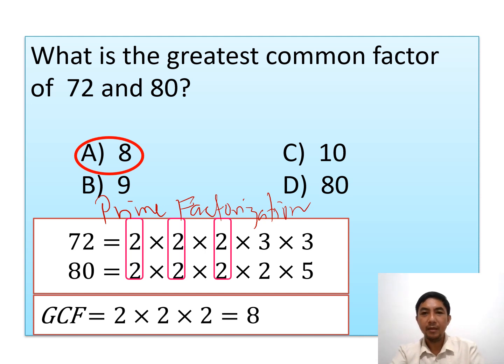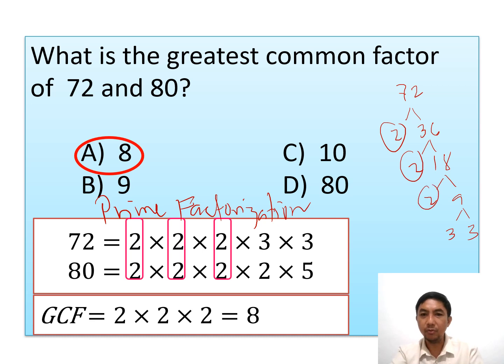Okay? By the way, in order to have the prime factorization, you can use the factor tree. Meaning, you can say 72 is divisible by 2, so 2 times 36. And 36 can be divided by 2, so 36 divided by 2 is 18. And 18 is divisible by 2, so 18 divided by 2 is 9. And 9 is divisible by 3, so 3 times 3. So you are given 2 times 2 times 2 times 3 times 3. So that is the process of prime factorization. You can use the factor tree.